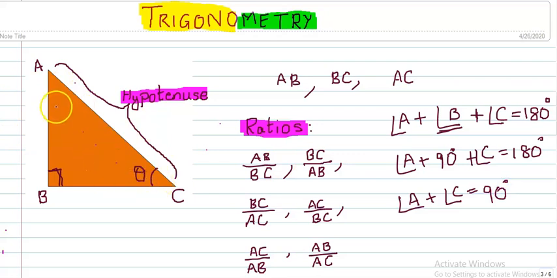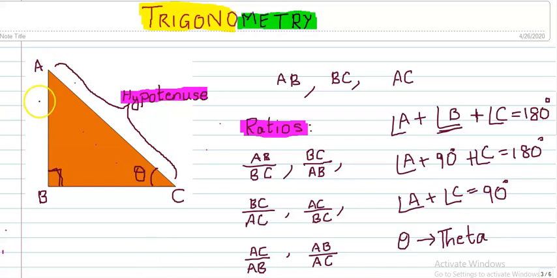Which means the measure of angle A is less than 90 degrees, and similarly the measure of angle C also is less than 90 degrees. So these two are acute angles. Let us consider one of those angles. I have considered angle C and named it as theta. Theta is a Greek letter. Here we have used this to represent the angle of the right angled triangle. Done. Now we have considered the angles of the triangle.